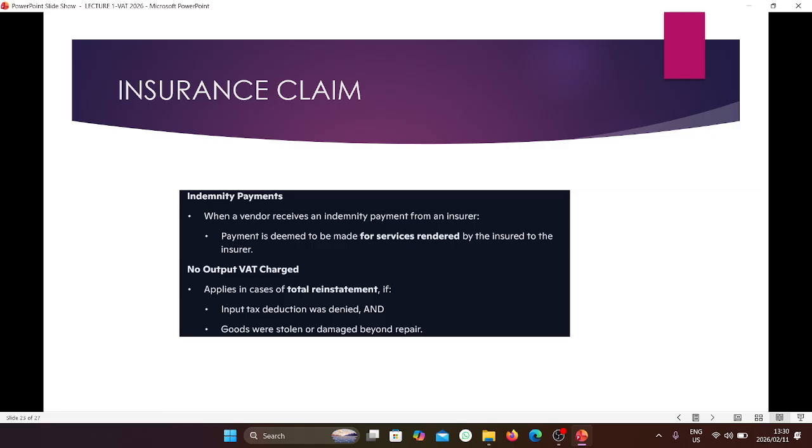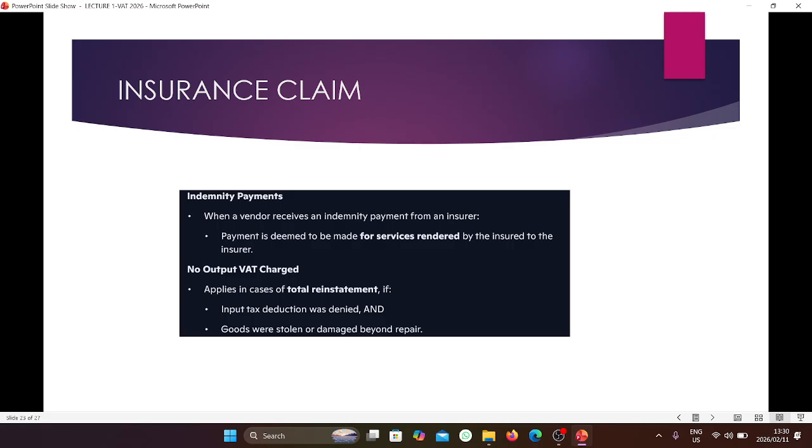So SARS deems that even though there was an accident and those laptops burnt, the mere fact that you got money from your insurance, it's a deemed sale, right? Therefore, deemed output VAT will be charged, right? But if the insurance decides to give you the goods back, then SARS can't charge VAT, because now you got the goods back, you didn't get the money, right?